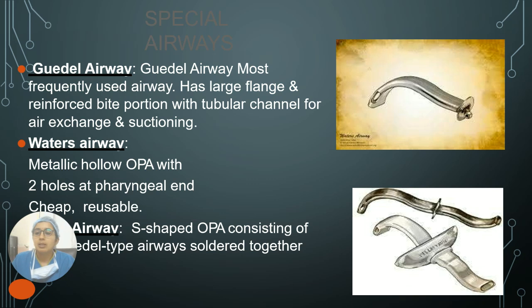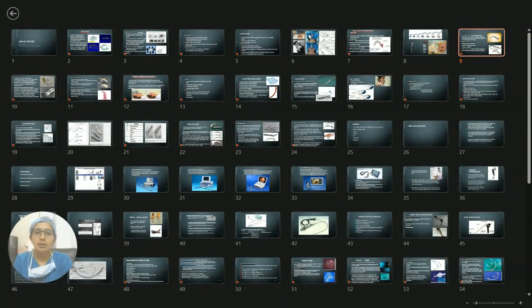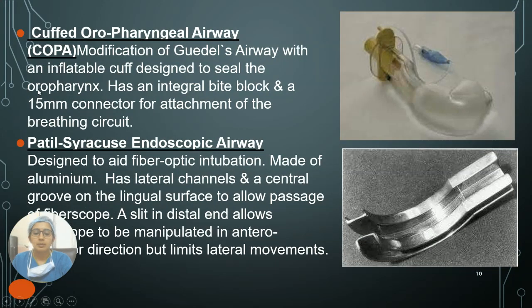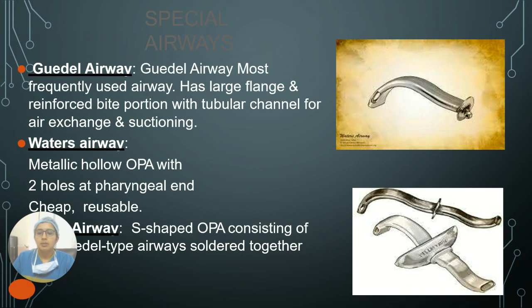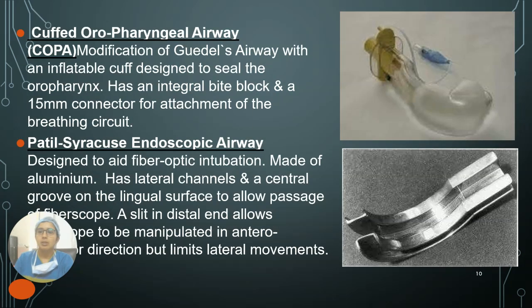Then other airways like Waters airway. It has a metallic hollow oropharyngeal airway with two holes at the pharyngeal end. It is very cheap and reusable. Then the Safar's airway, Safar's S-shaped oropharyngeal airway. Then COPA. This is called cuffed oropharyngeal airway. It is a modification of Guedel's airway with an inflatable cuff designed to seal the oropharynx. It has an integral bite block and a 15 mm connector for attachment to the breathing circuit.